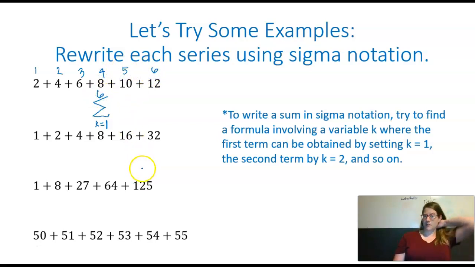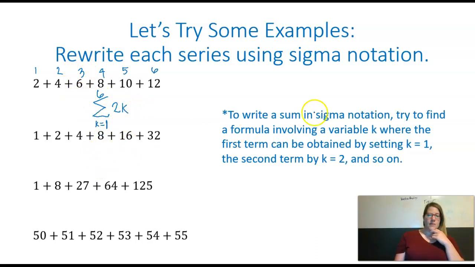Now I need to think of a formula that gives me that. So if I were to plug 1 into a formula and I need it to equal 2, and I know that these are each going up by 2 each time, 1 times 2 is 2, 2 times 2 is 4, 3 times 2 is 6, 4 times 2 is 8. So if I just do 2 times k, this should give me that series. So if I plug in a 1 for k, I get 2. If I plug in 2, I would get 2 times 2, which is 4. If I plug in 3, I'm getting 2 times 3, which would give me the 6. So I think that would work.